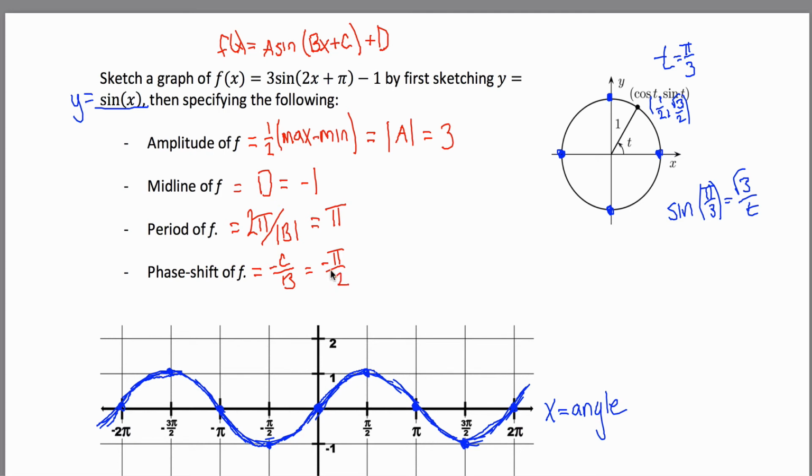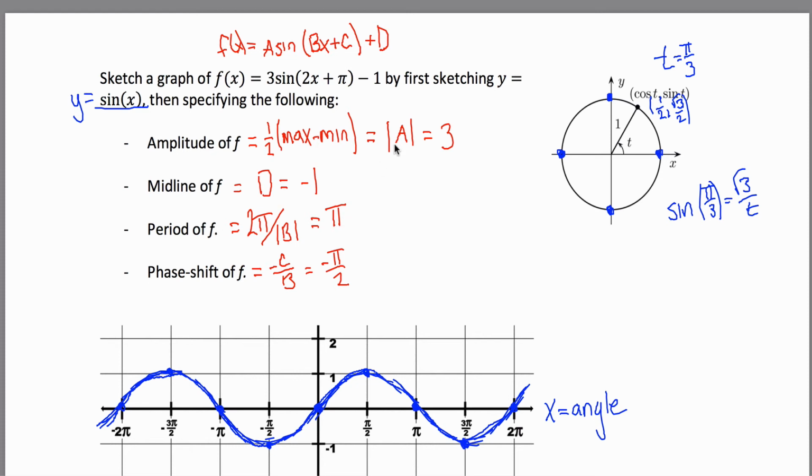It's worth pointing out that some books don't like this formula having a negative right here. So they write A sine of Bx minus C plus D, and then they can just say the phase shift is C over B. I think that's really confusing. I think it's easier to define C as whatever's written here, and then remember this is your formula. So always be consistent with these.